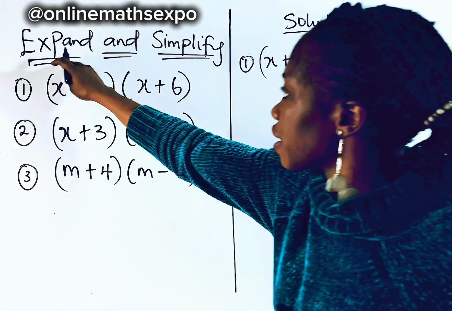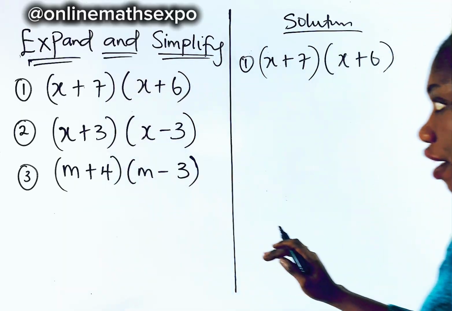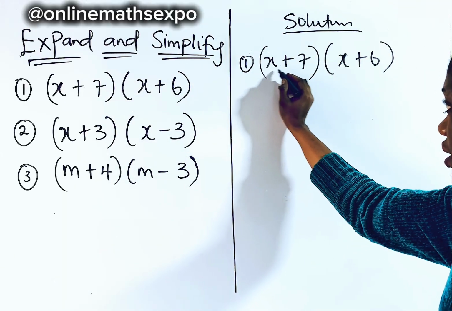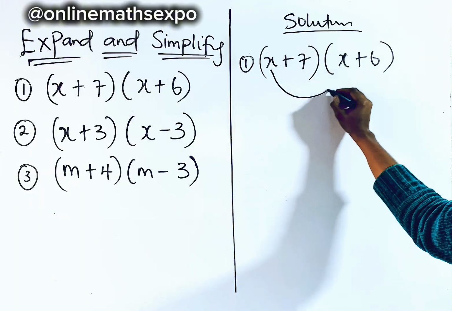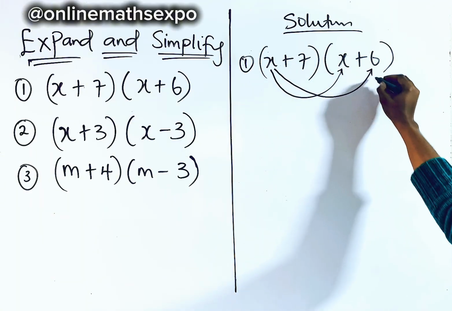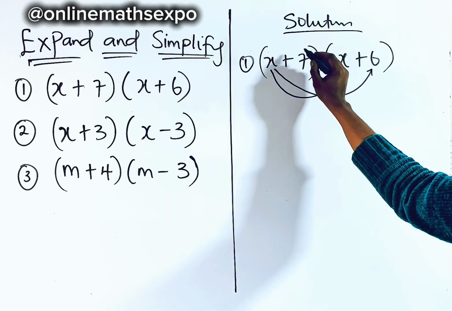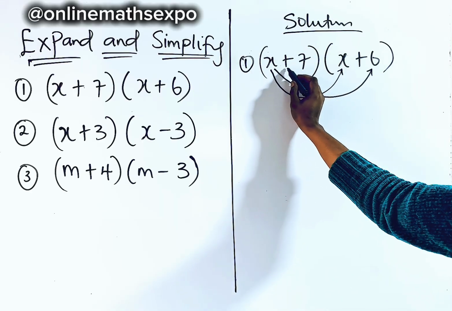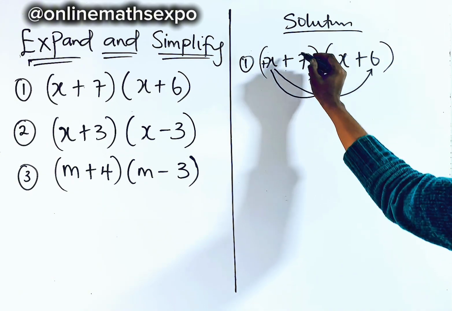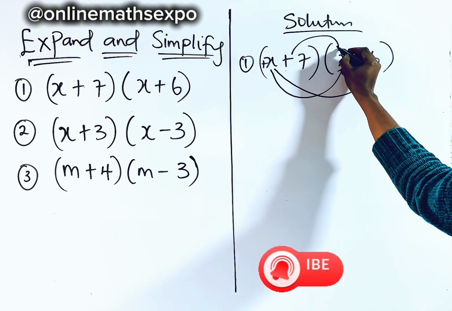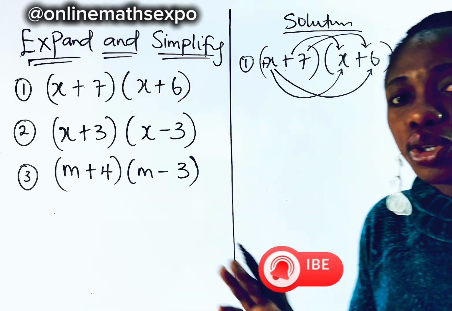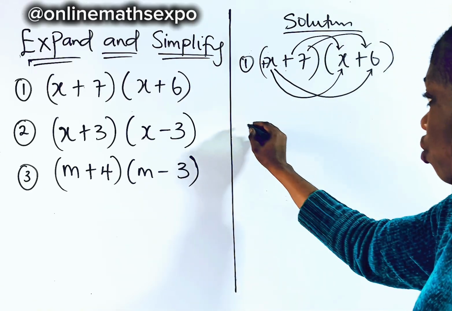Now, how do you expand and simplify? What you do is use the first value of x in the first bracket to multiply the two values in the next bracket. Do the same here. Remember, 7 is carrying positive. This x is positive. The 7 is also positive. So you're also going to use positive 7 to multiply the two values in this bracket. That is just what you need to do. So let's do it together.